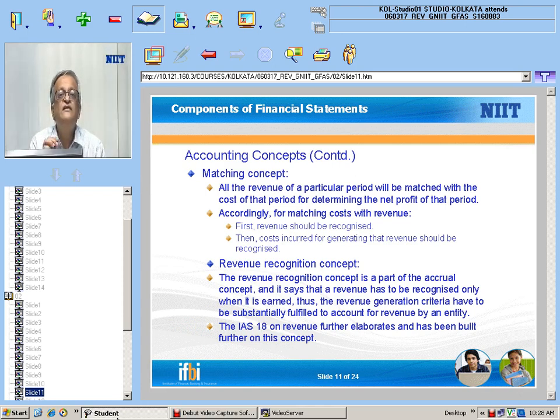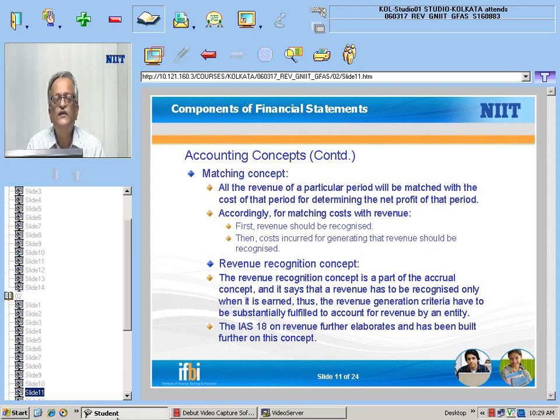So whenever revenue is recognized, the related expenditure also has to be recognized. This is what we call the matching concept. The revenue must be matched with the related expenditure. This is the matching concept.